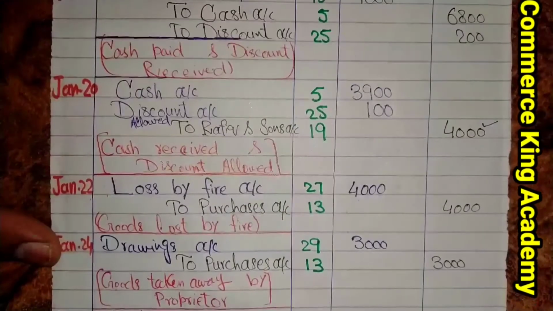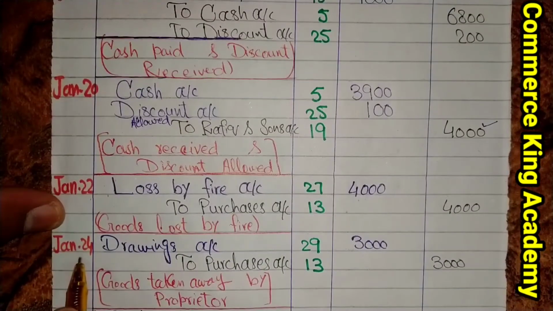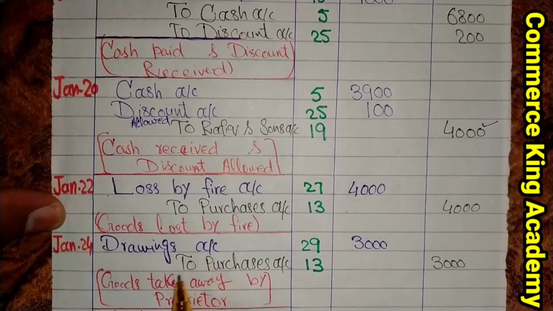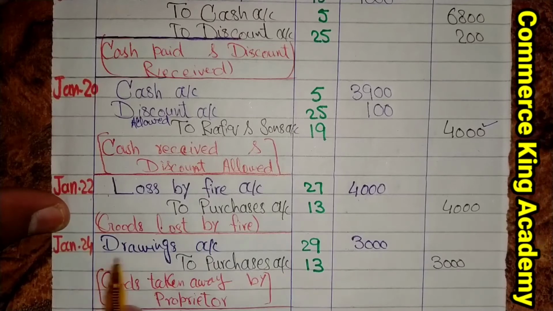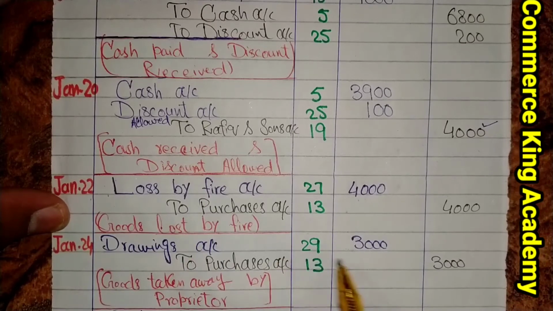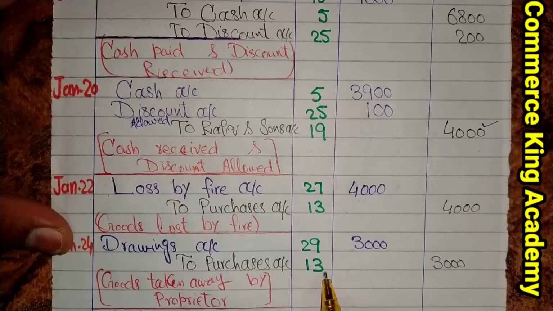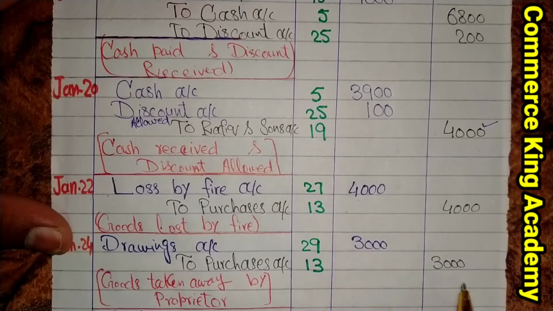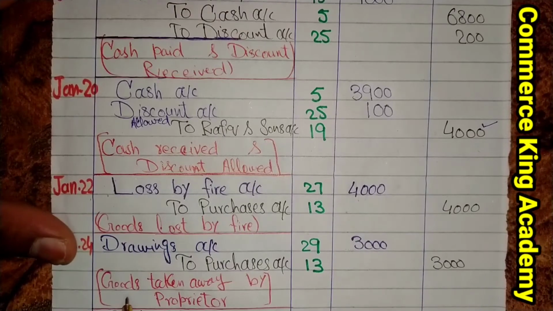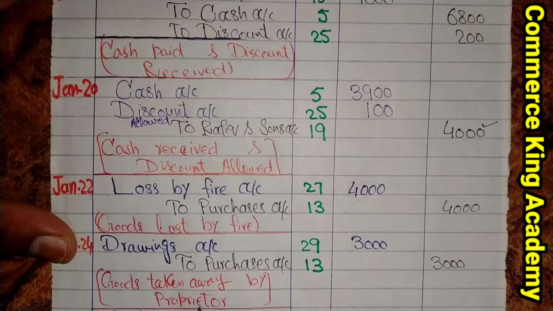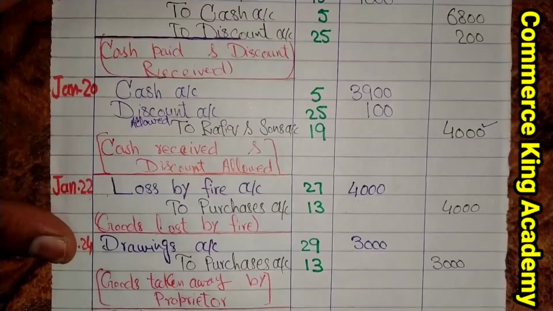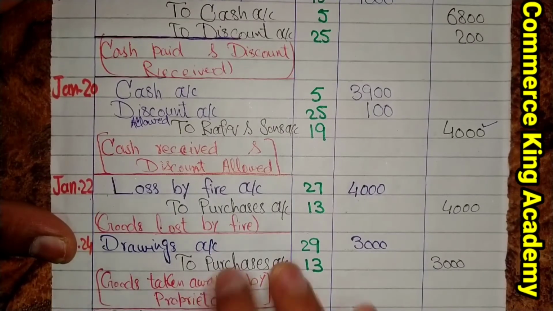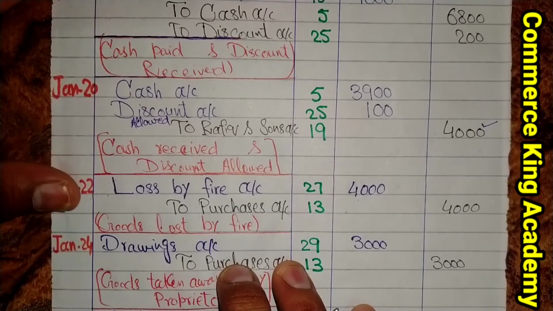Okay. So the journal entry of this transaction is Jan 24, drawings account debit to purchases account credit. The drawings account's ledger folio number is 29, and the purchases account's ledger folio number is 13. Same amounts debit and credit. Details: goods taken away by proprietor. This transaction's journal entry has been completed here. Now we will move toward the next transaction.